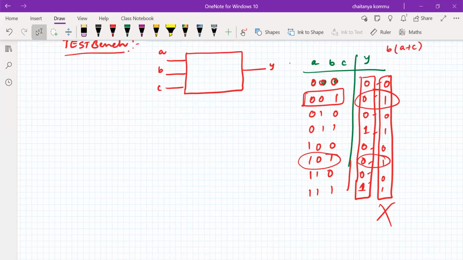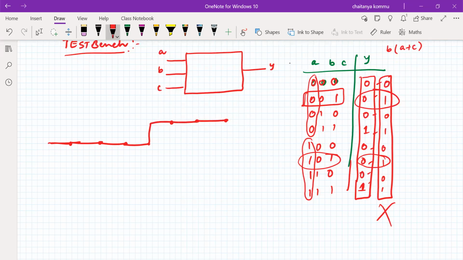So what are the waveforms here? For the sake of simplicity, I'm reducing this, and let us go for this using 3 inputs only. First, you can see A is 0 for 4 cases and A is 1 for another 4 cases. Something like this you can write in the form of a waveform. This is the first, second, third, fourth: 1, 2, 3, 4. Do you agree with me? So this is 0, 0, 0, 0, and this is 1, 1, 1, 1. That is for A.